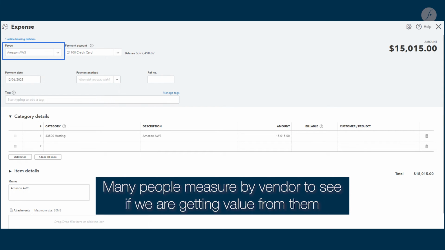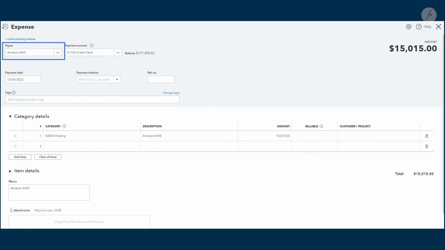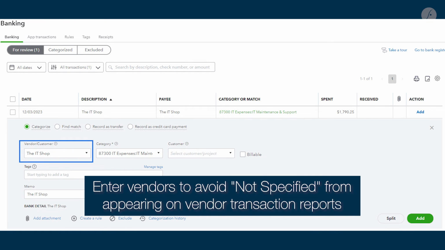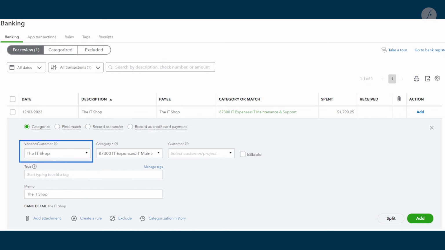Most people tend to measure spending by who they are paying, so we can figure out if we're getting value from them. If you're just entering transactions from a QuickBooks bank feed, make sure a vendor is entered every single time. If you don't, you'll get a not specified amount when you run an expenses by vendor summary report.